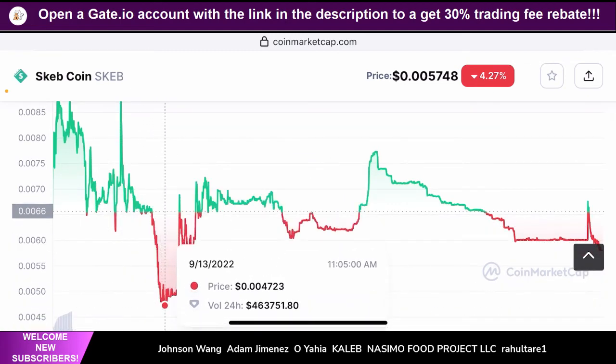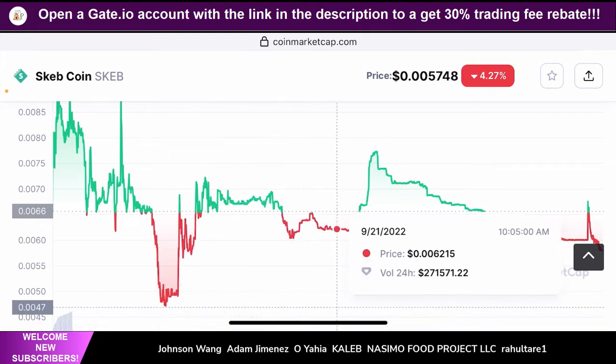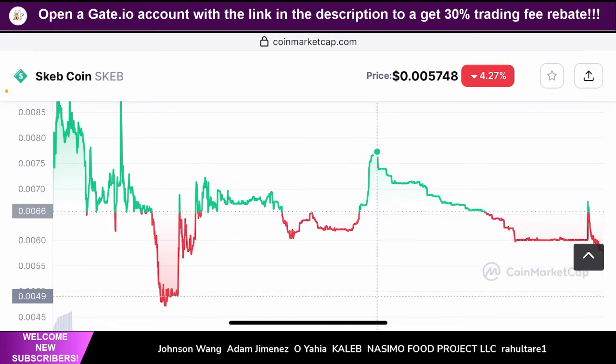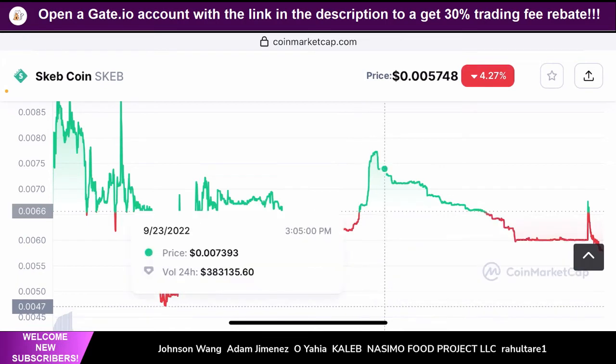It literally dumped on 13th of September 2022, reaching a price of $0.004 per token, which is the all-time low so far. And if you had bought this token at this price point, then you could have made some really good gains, and this token went as high as $0.007 per token. Obviously not a huge gain, but for the short term, it's definitely a good short-term gain, right?